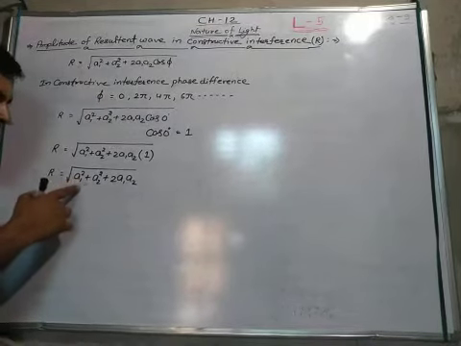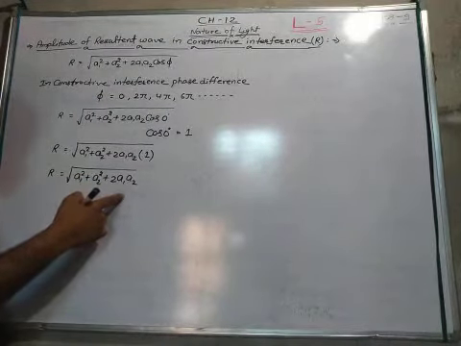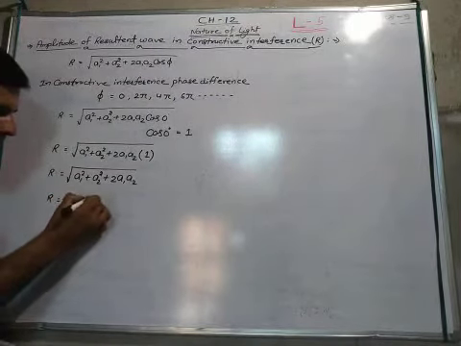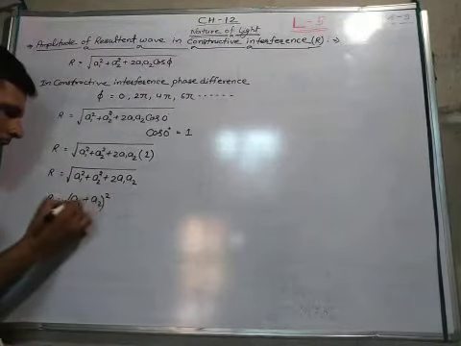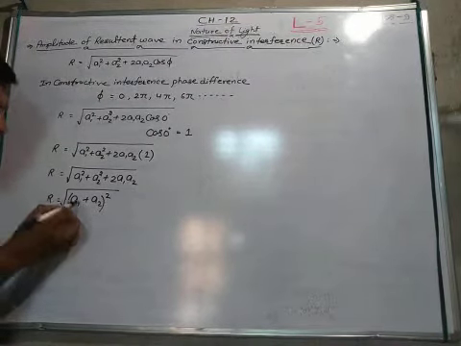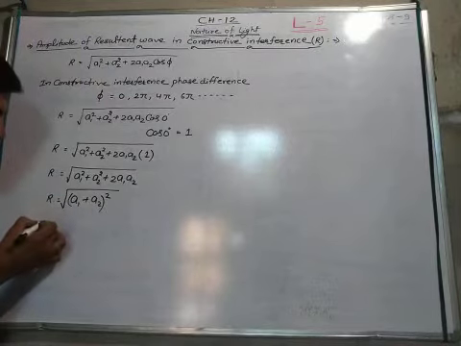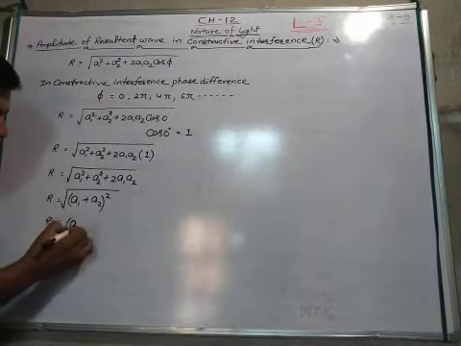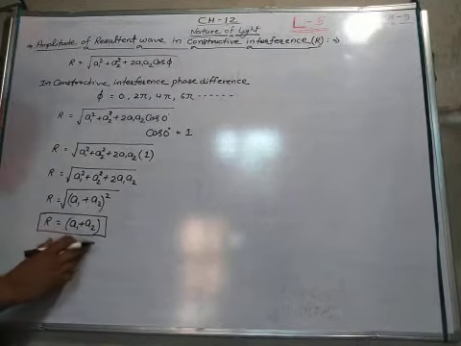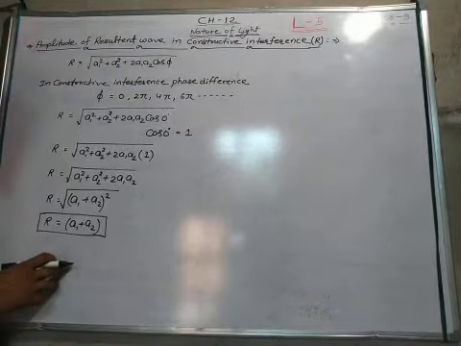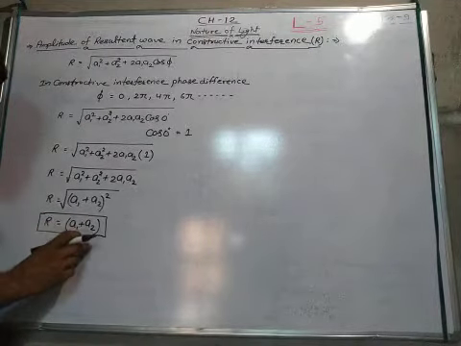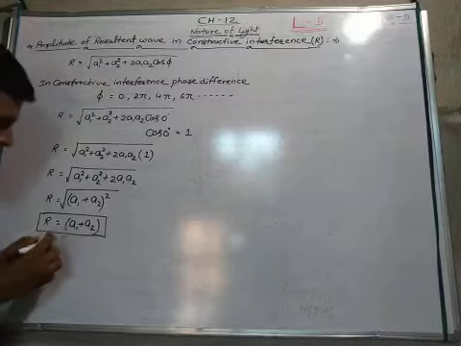This is of the form a square plus b square plus 2ab. So we can write it as (a1 plus a2) whole square. This is a square, so we can remove the under root. So R equals a1 plus a2. It means the resultant amplitude is the sum of the amplitudes of both waves.